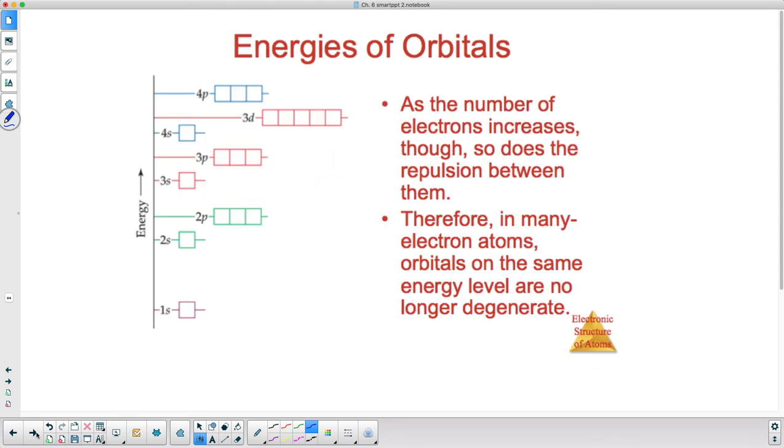Okay, but what happens when we have more than 1 electron? When we have more than 1 electron, they start to repel each other. Notice how the s and the p separate now. So the 2s and the 2p are separate. And then take a look at this. This is where things get a little crazy. The s, the p for the third main energy level are separate. Notice that the 4s dips down just a little bit below the 3d.